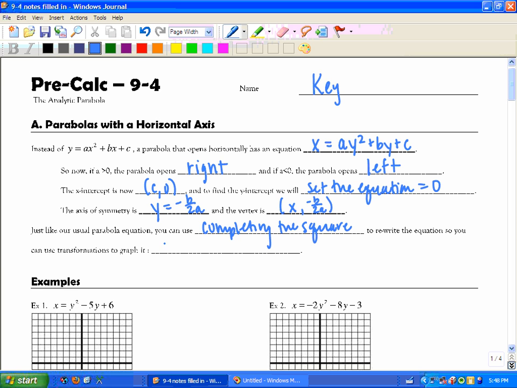And therefore, it'll get it into the x equals a times (y minus h) squared plus k equation.